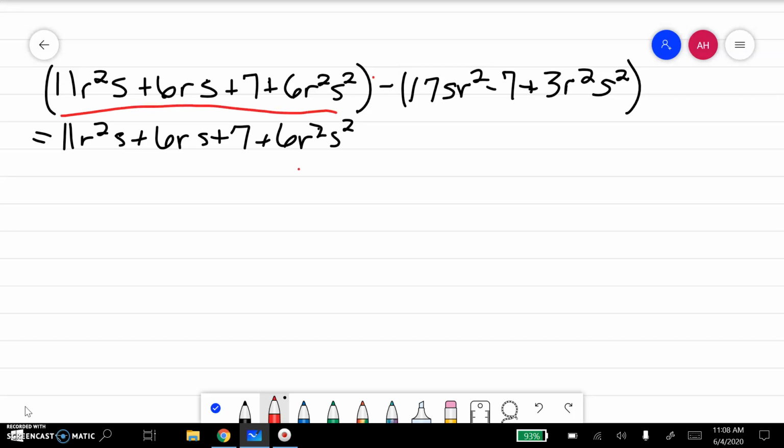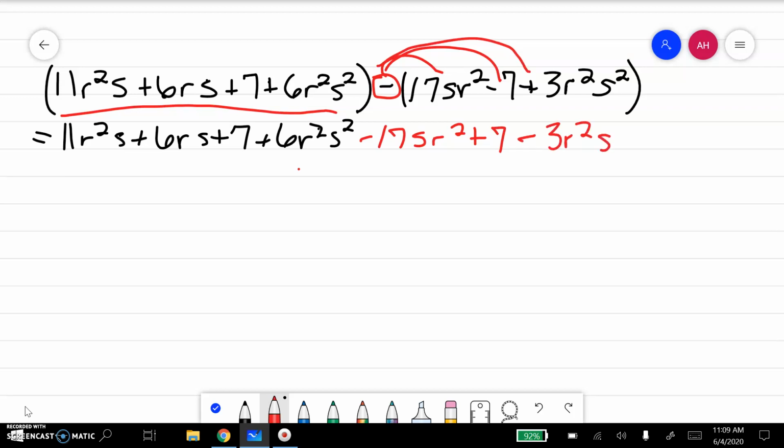Then, because this is a minus, you have to distribute that through the second set of parentheses. So that's going to make that minus 17sr squared, and then it changes this to plus 7, and then minus 3r squared s squared. Okay, at that point you're just going to combine like terms.